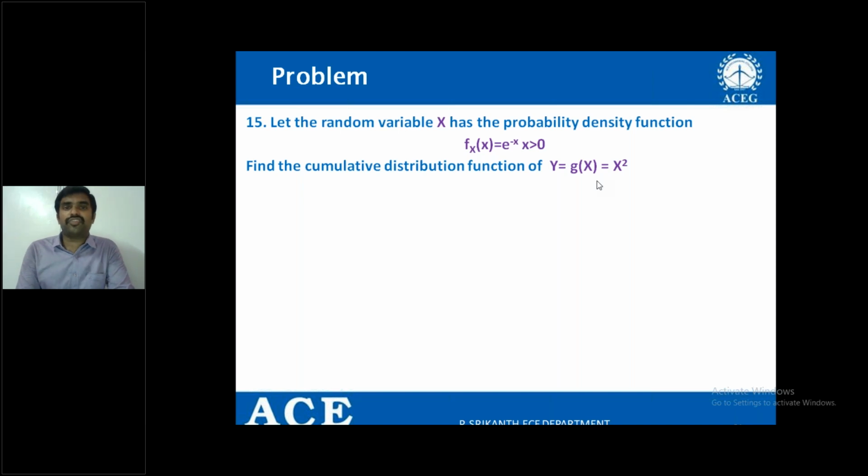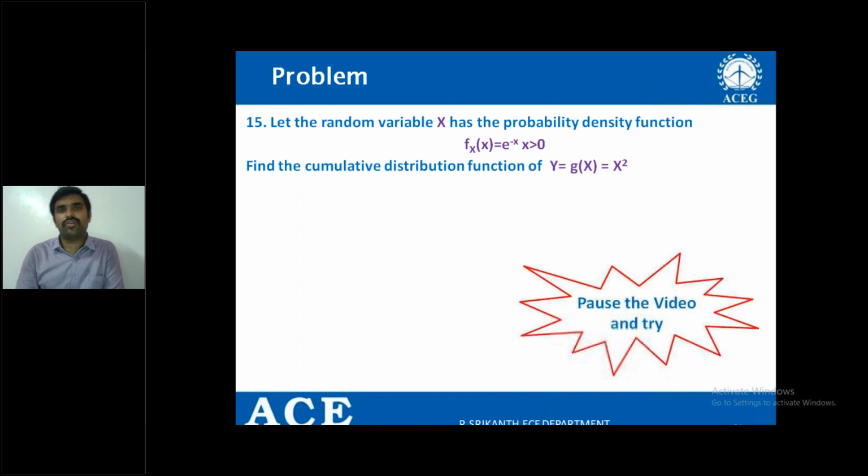But the density function of the existing or original random variable is given as an exponential term. What are you supposed to find here? The distribution function of the new random variable, not the density function. Only the distribution function is asked. So can you try it? How do you find it from the discussion made so far? Just pause the video and try.